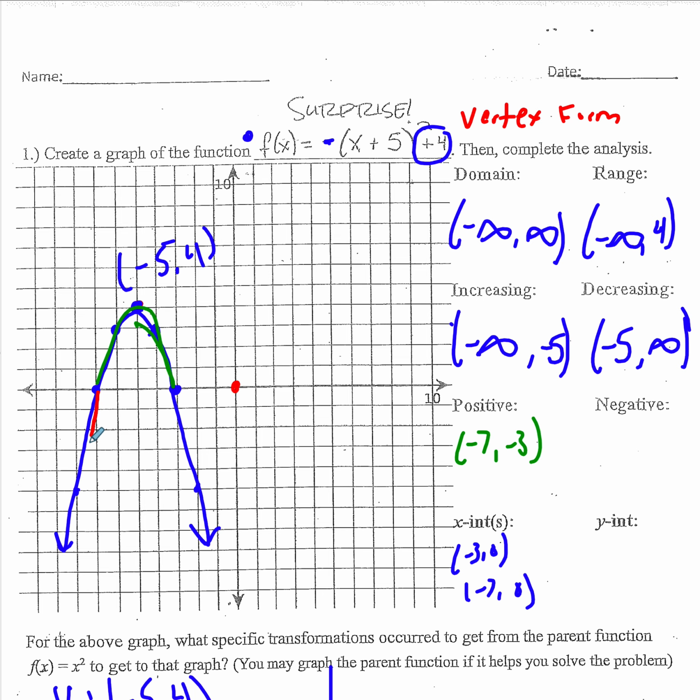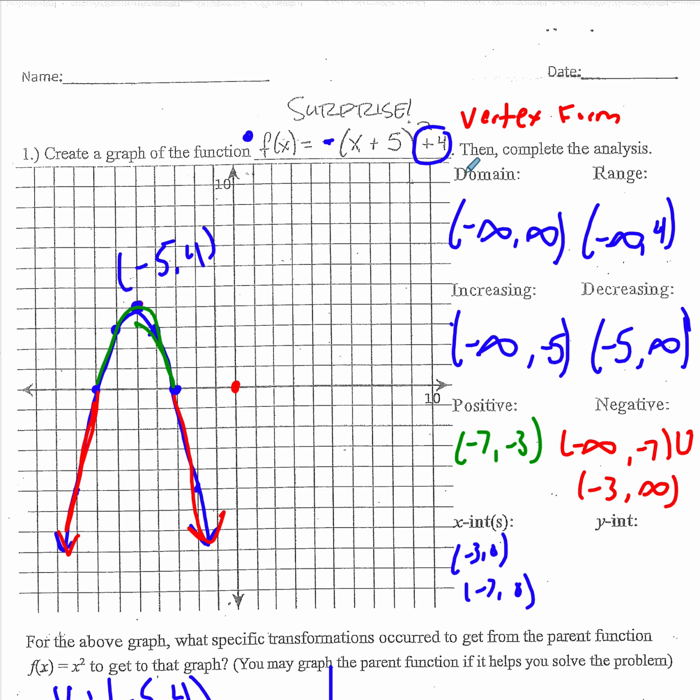And then it's negative in 2 places. It's negative once here, and it's again negative here. So I'm going to have 2 intervals. One that goes from negative infinity to negative 7, because remember, these are x's. So from when x is negative infinity to when x is negative 7, we're negative. And also from when x is negative 3 onward to infinity.